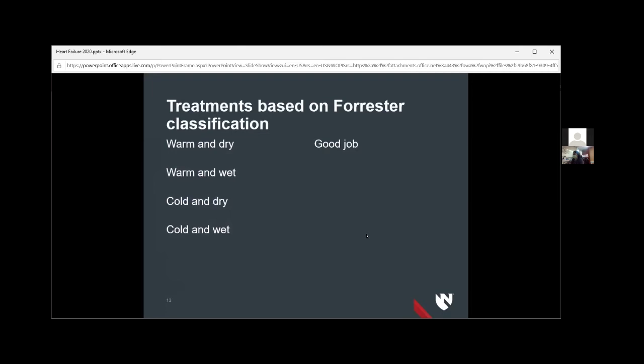And I already talked about this, sorry. So here, warm and dry, good job. Warm and wet, diurese. Cold and dry, inotropes, or do they need volume? And I'm going to tell you, we never give our heart failure patients volume. So inotropes. And cold and wet, inotropes and diurese.